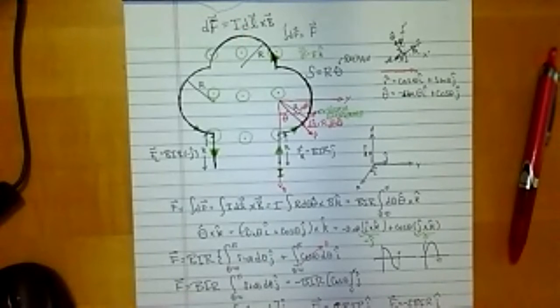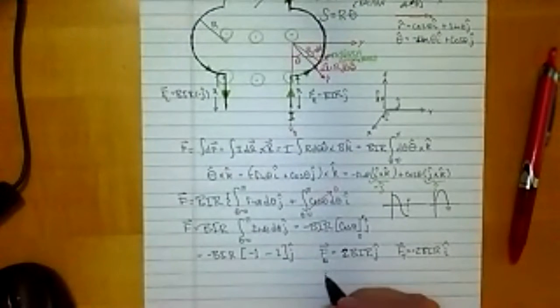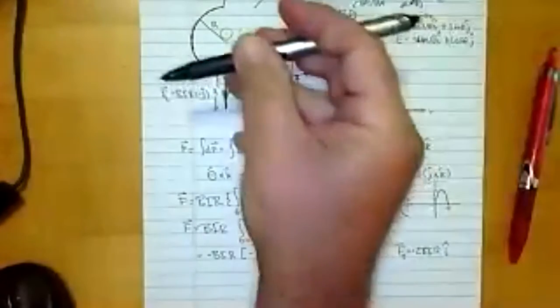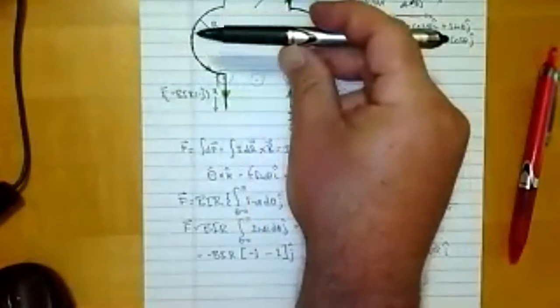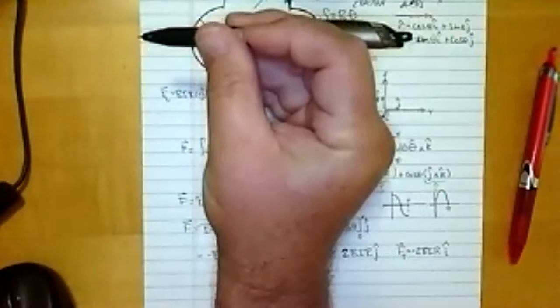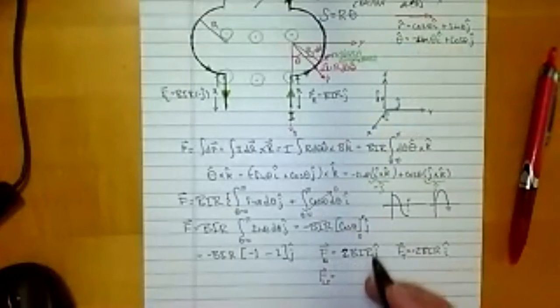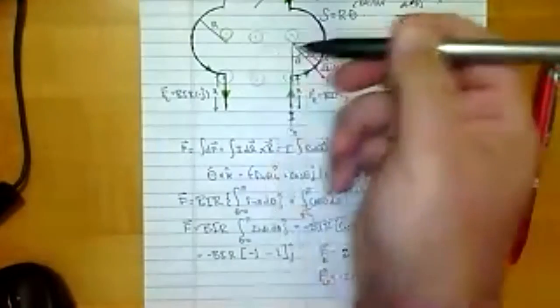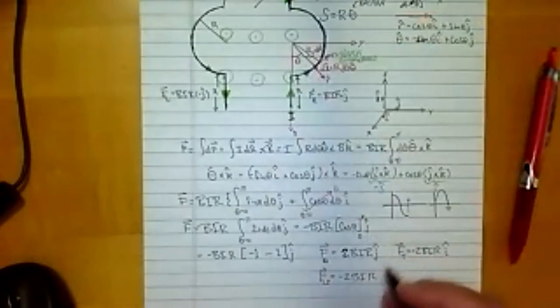And then there's another one for the force on the left semicircle. Now this one, out of symmetry, again, is going to be pointing this way. Notice it goes from the center through the symmetry axis. Okay, so that force should be pointing that way. So that one's going to be, in fact, negative 2 B I R. And that way, of course, according to this coordinate system, is the negative j hat direction. So that's why I put the negative there.